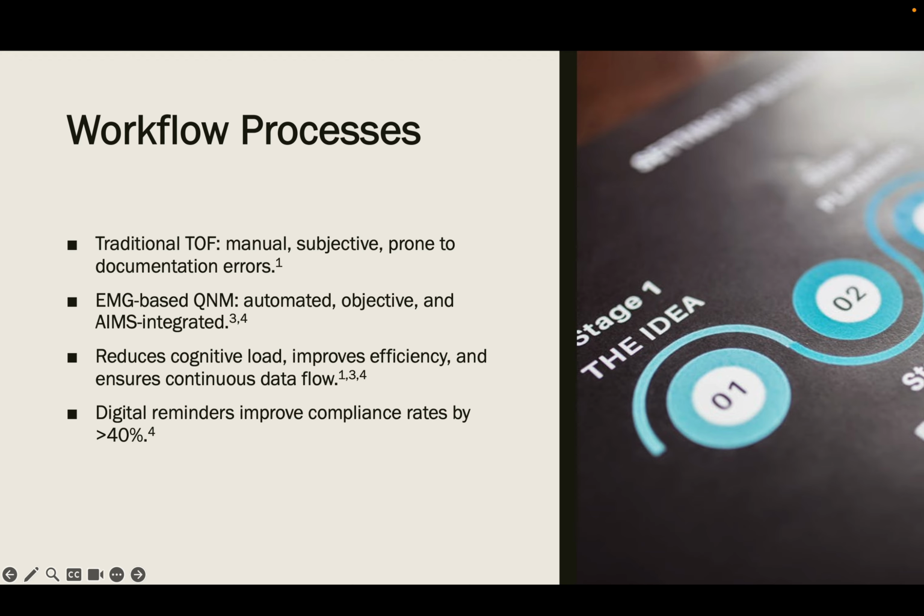The workflow: manual train of 4 testing is time consuming and prone to human error. EMG based quantitative neuromuscular monitoring automates the process, displaying real time train of 4 ratios and recording them directly into AIMS and electronic records. This reduces cognitive load and streamlines documentation for the provider. And when paired with electronic alerts, it helps improve the compliance rate of documentation by 40%.